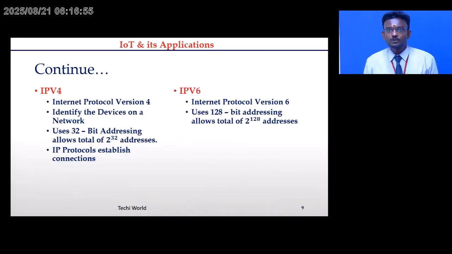IPv4 is Internet Protocol version 4, which is used to identify the devices connected to a network, and it uses 32-bit addressing. The 32-bit addressing means it can provide 2 power 32 addresses for a single network. And then IP protocols will establish the connection. IPv6 is an advanced version which uses 128-bit addressing. Through IPv6, for a single network, we can assign 2 power 128 addresses.